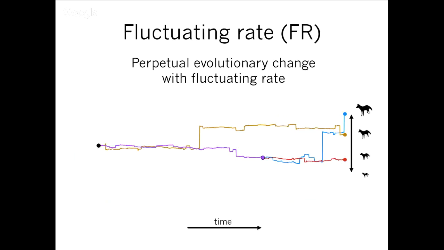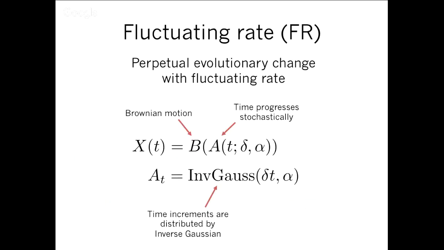The next process I'll introduce is called the fluctuating rate model. This is a model with infinite activity. Something is always happening. And this reflects a macroevolutionary mode where you have perpetual evolutionary change with a fluctuating rate. And the way this model is composed is you have what's known as a time-changed Brownian motion, or stochastically time-changed Brownian motion. So our process X of t is a Brownian motion, but instead of having a simple constant value t, we instead have a random variable that's dependent on t and some other model parameters. And that variable A of t is, in this case, going to be distributed by an inverse Gaussian distribution. You notice that the inverse Gaussian distribution is itself a function of time.